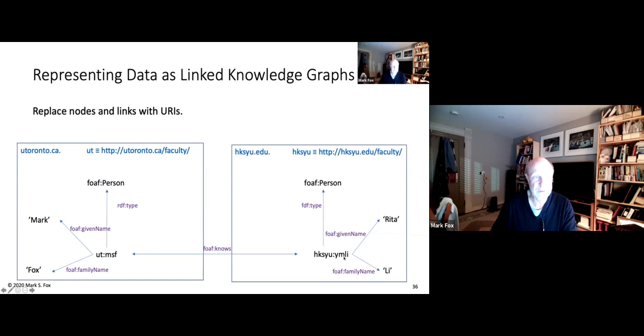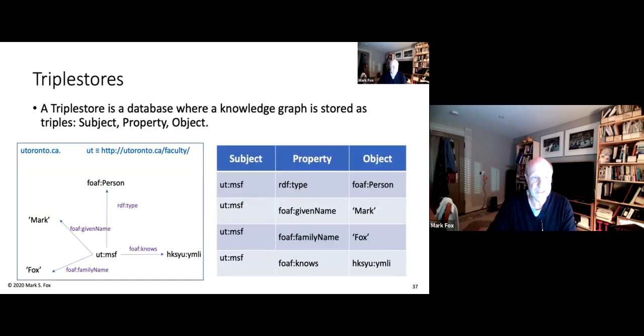So that is the next step in creating the semantic network: agreement of terms, adoption of globally available vocabularies and ontologies. Then the next step is, how do we actually access that data that's sitting in Hong Kong versus sitting in Toronto?